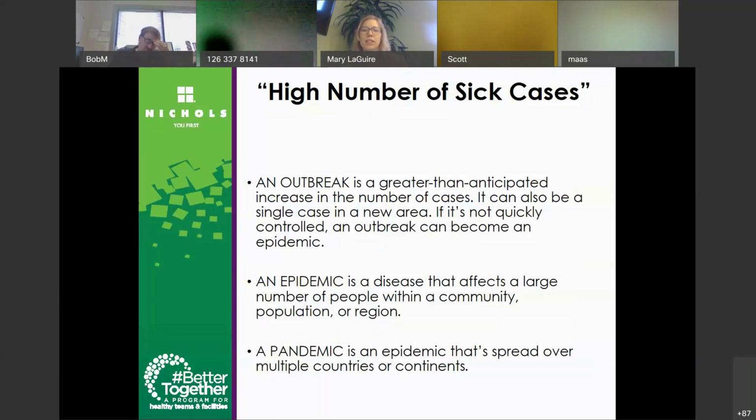So it's a greater than anticipated increase in number of cases. It can also be a single case in a new area, usually a community. If it's not quickly controlled, it can become an epidemic, where an epidemic is a disease that infects a larger number of people within a community, population, or region. So very important to get it under control when it's in that outbreak stage. And then unfortunately, like what we're dealing with right now, a pandemic that's spread over multiple countries or continents. So if that is happening, that's when you really want to increase your disinfecting.